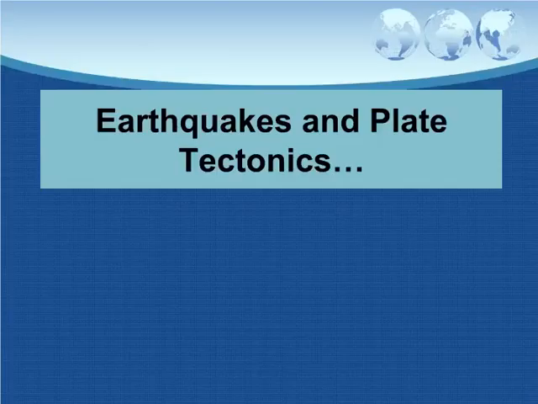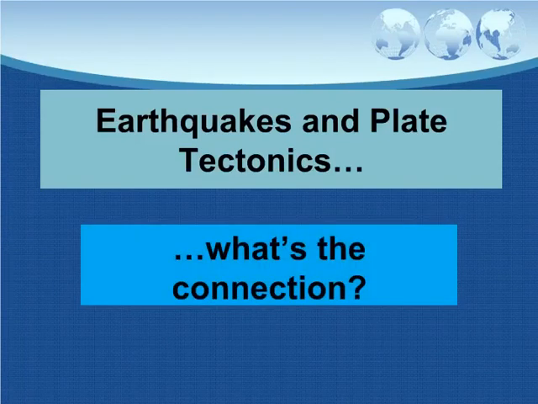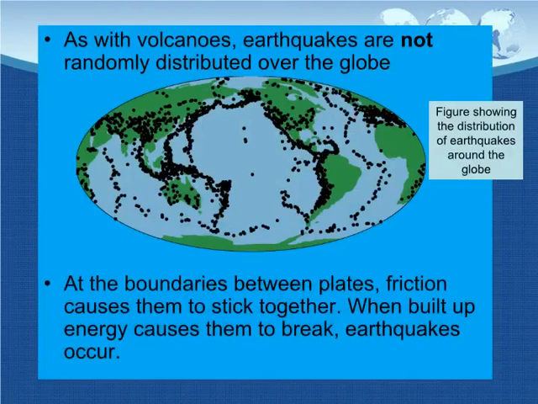We have seen the connection between volcanoes and plate tectonics. Is there a connection between earthquakes and plate tectonics? Then what's the connection? The black dots on this map of the world depict where earthquake activity is occurring. You can see that, as with volcanoes, the earthquakes are not randomly distributed around the globe. Instead, they occur in linear patterns associated with plate boundaries. Note this diagram of earthquake distribution closely resembles the Pacific Ring of Fire distribution of volcanism.